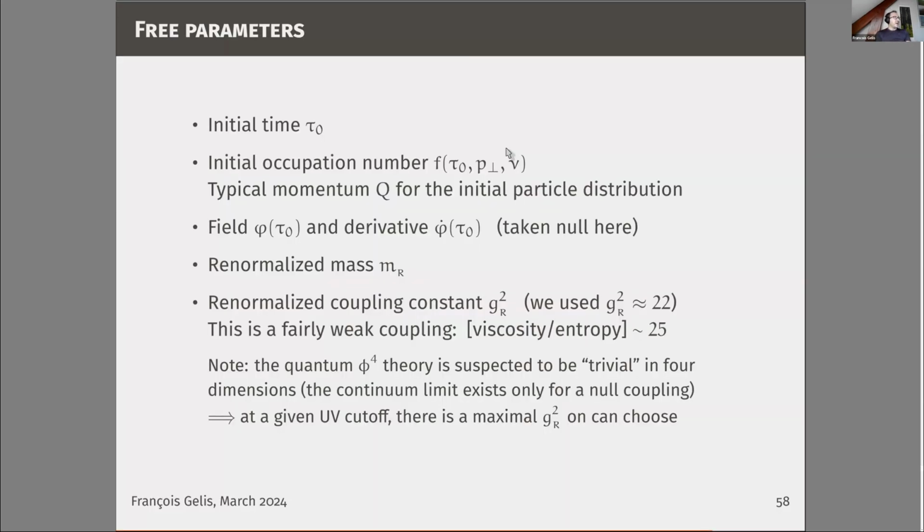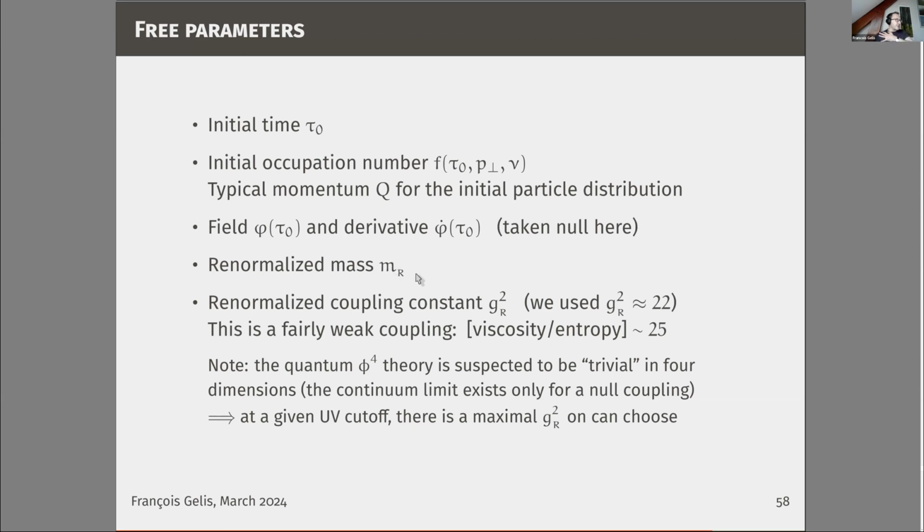So let me turn to some results. To set up the computation, you need to specify a few things. You need to choose an initial time, an initial occupation number, and as part of the choice of the initial occupation number, you have typically one momentum scale, which I will call Q here, which tells you how far goes the support of the particles in momentum space initially. You need to choose the initial value of the field and its time derivative, but for simplicity, in this first approach, we've just taken null fields here, so we have only the propagators.